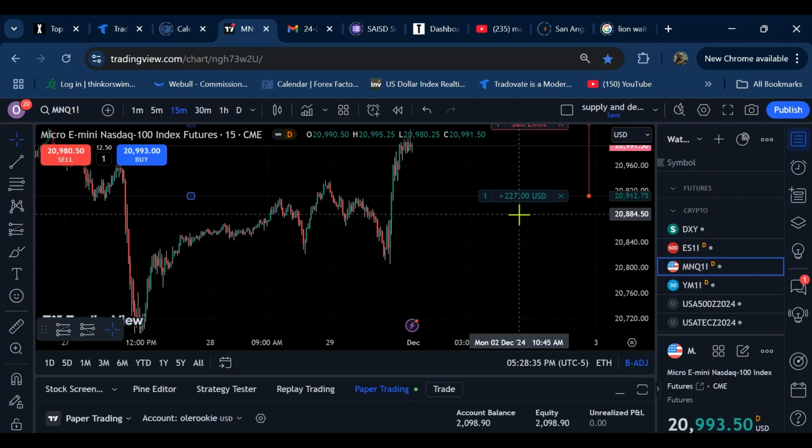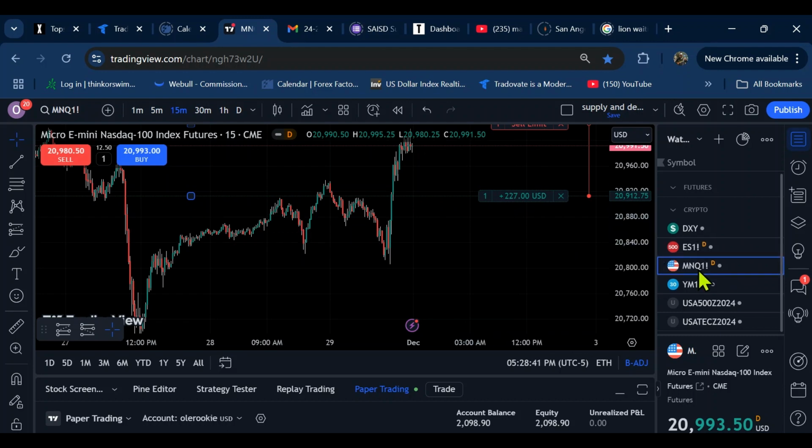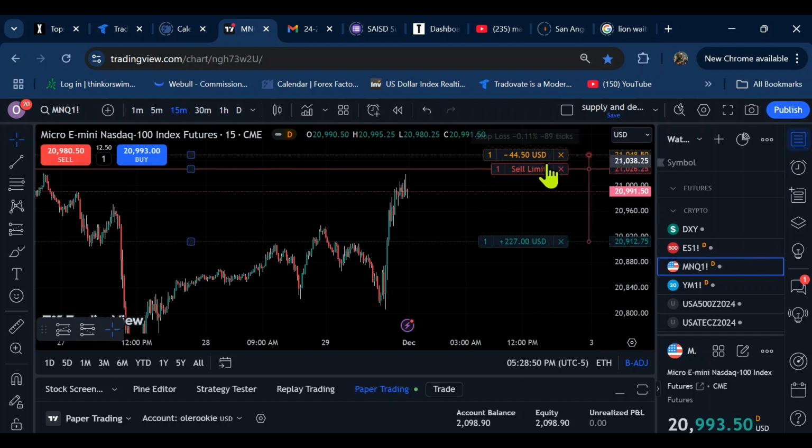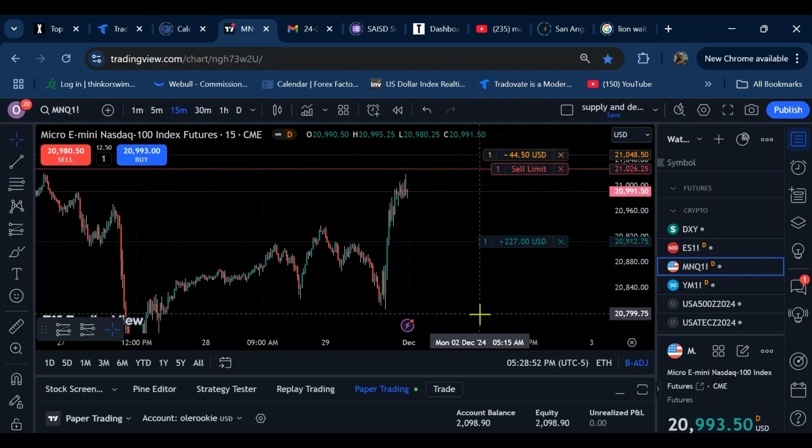This is on 1 micro NQ, I do believe. Yeah, it is a micro, so the dollar amounts would be times 10. That's pretty good. $400 risk, $2,000 profit if it came back down to there.